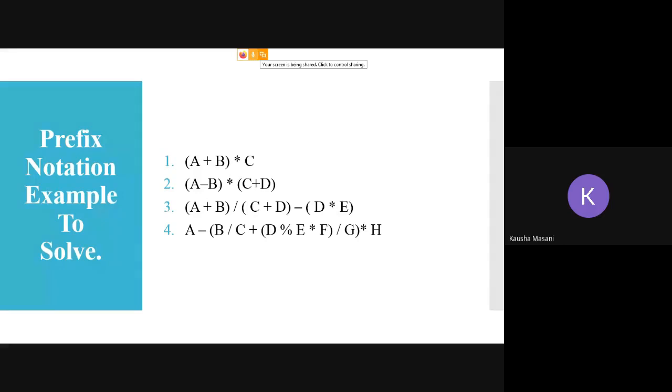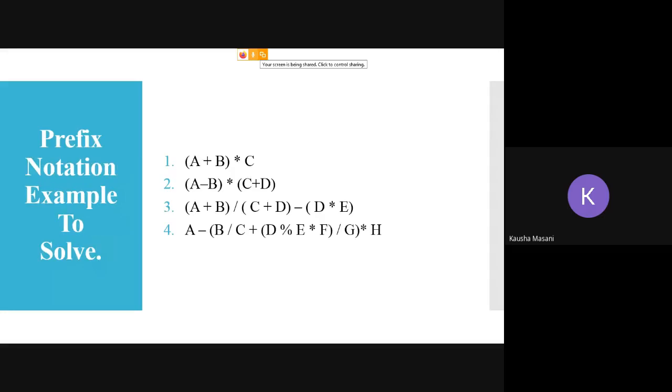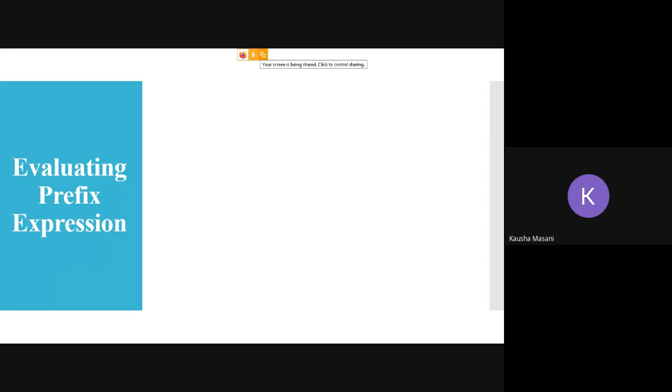We are yet to go with the resultant part. So now we are moving forward to that part, that how exactly your computer is going to give you the output. That means how it is going to evaluate. Here we had seen a prefix notation example to solve. So continuing with that, evaluating your prefix expression.